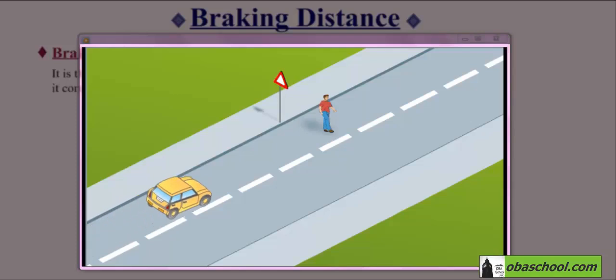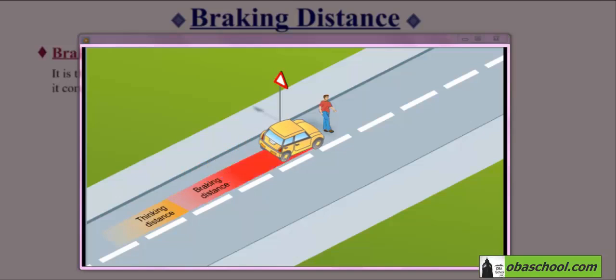First, there is the thinking distance. That's from the moment he saw the obstruction until the moment he hit the brakes. Now, the moment he hits the brakes until he stops, that's called the braking distance.